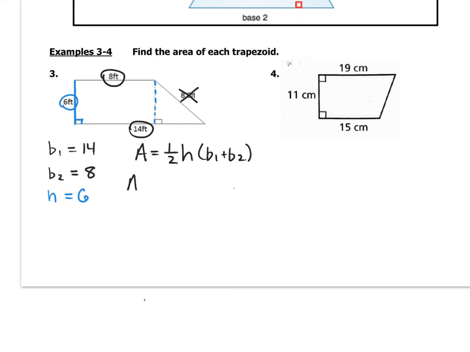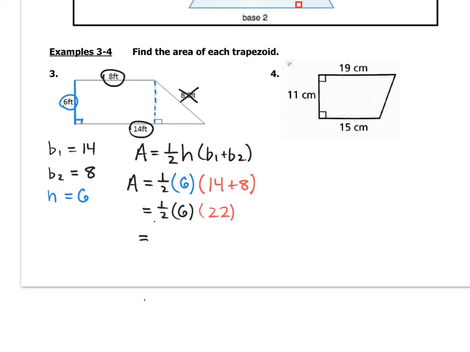So it's 1/2 times height times base 1 plus base 2. So this is 1/2 times 6 times base 1 plus base 2. Base 1 plus base 2 is 14 plus 8. And now I'm going to do order of operations. So I start inside my parentheses. 14 plus 8 is 22. So this is 1/2 times 6 times 22.